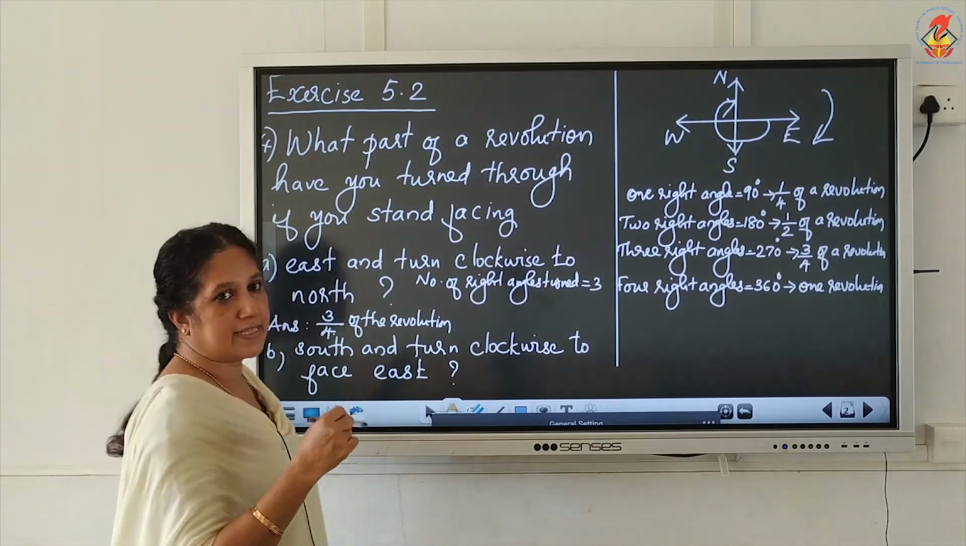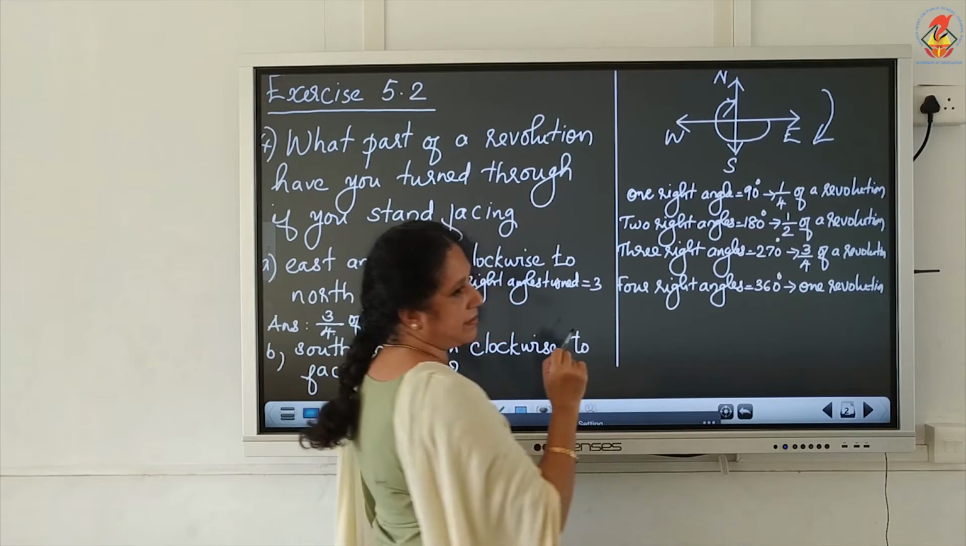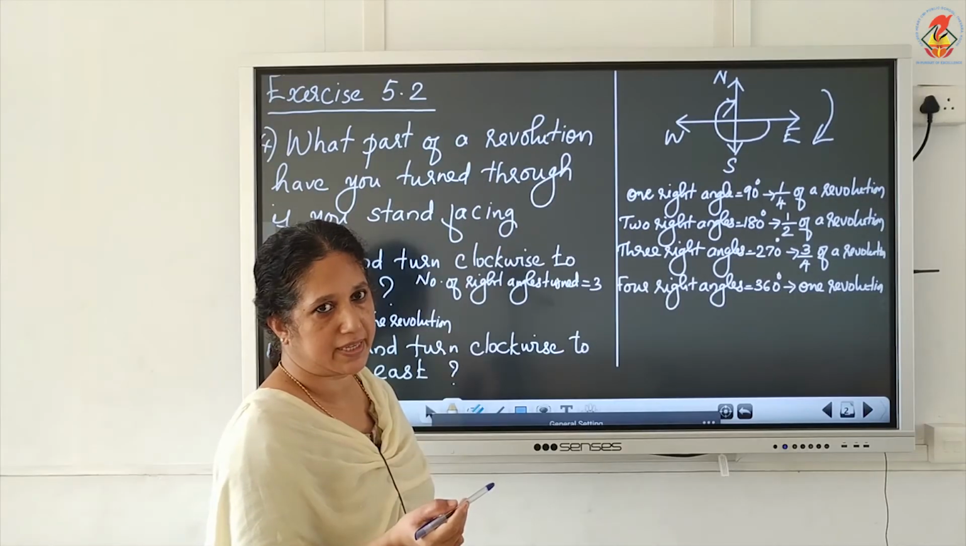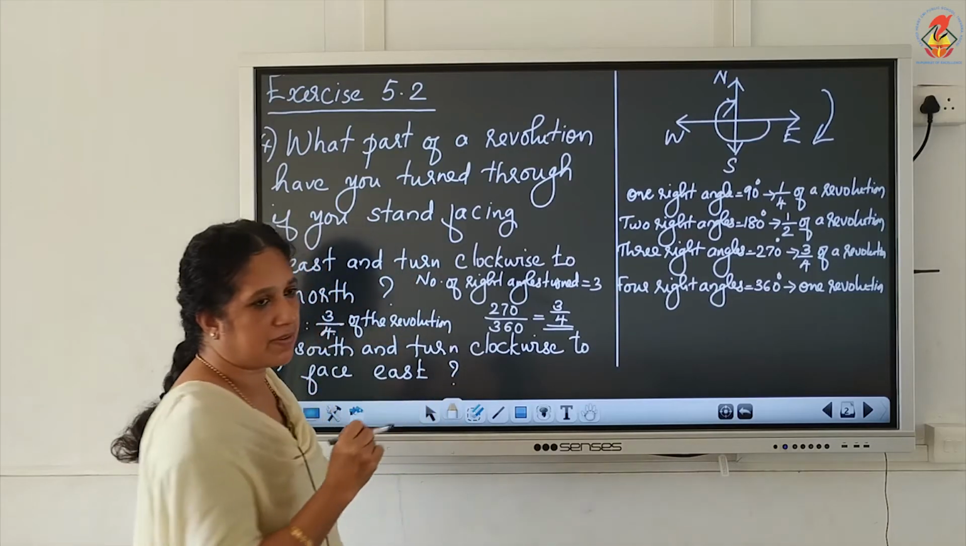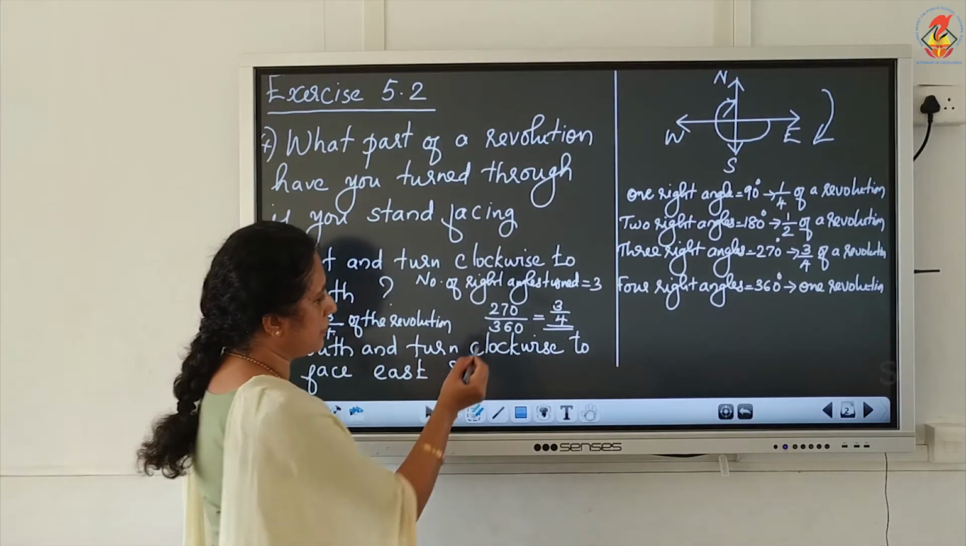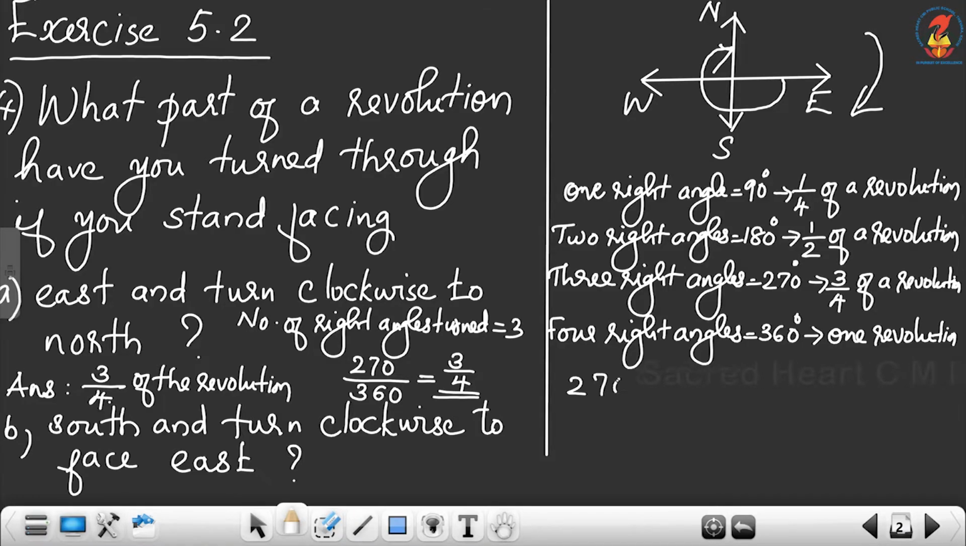Now we can find out the answer in another way also. A full turn is 360 degrees and now you turned 270 degrees. So what is the corresponding fraction? 270 degrees divided by 360 degrees. When you simplify this fraction, you will get the answer as 3/4. So look at that, 270 divided by 360.